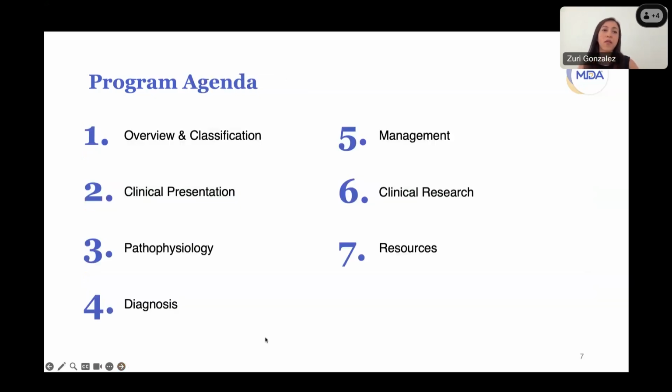So this is going to be the overall agenda for this afternoon. We're going to first talk about the overview, classification, clinical presentation, and pathophysiology, and then I will hand over to Dr. Iannacone to tell us more about the standard of care and management, and Dr. Batley will tell us more about clinical research and resources.